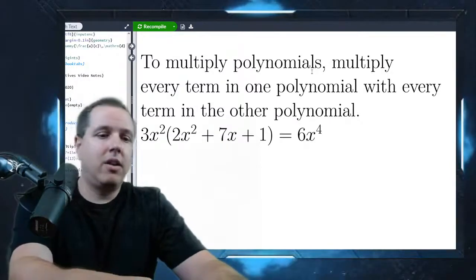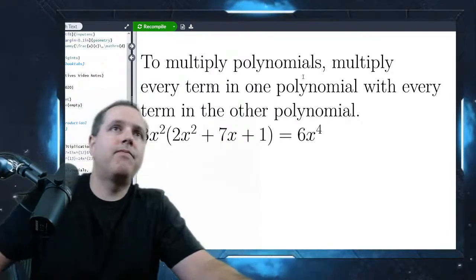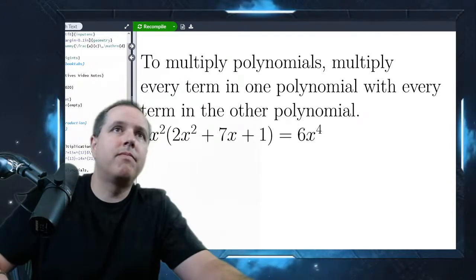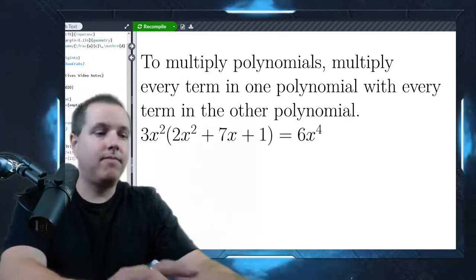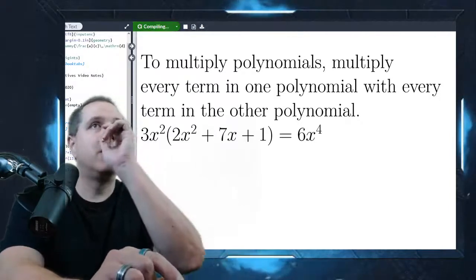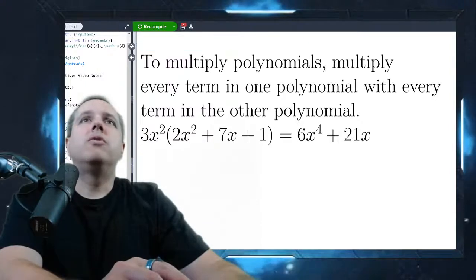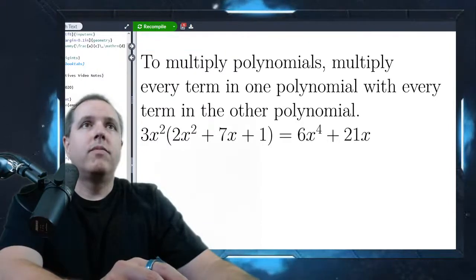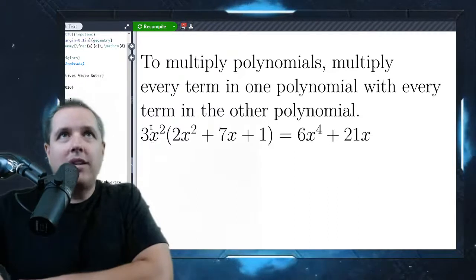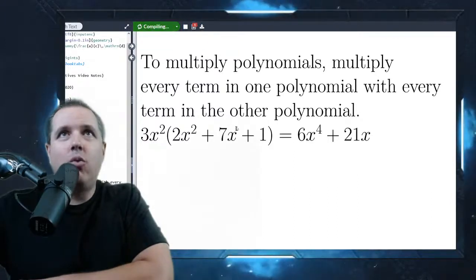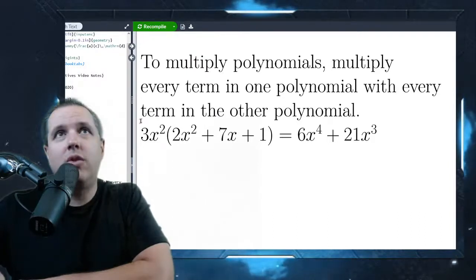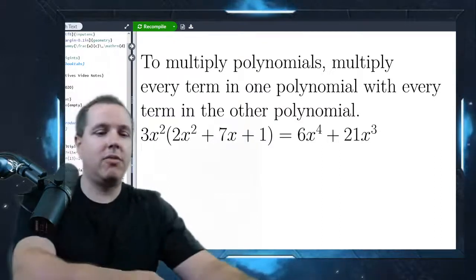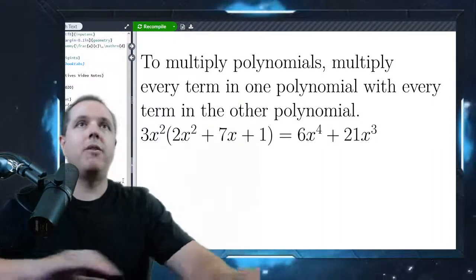Okay, then we're going to get plus 21x to the what, 3rd. I might go, wait a minute, why is it 3? Because remember, an x squared times an x, this is really x to the 1. So x squared times x is x cubed, right? 3 times 7 is 21. X squared times x is x cubed. 3x squared times 1, well, that's easy. That's just going to be plus 3x squared.